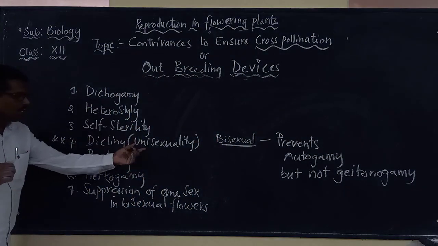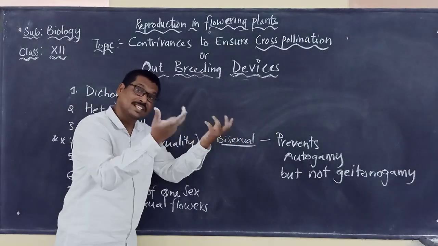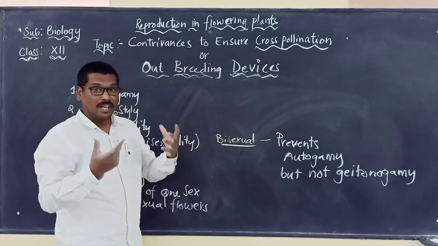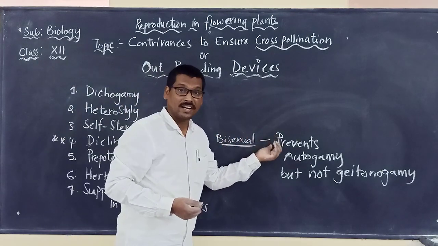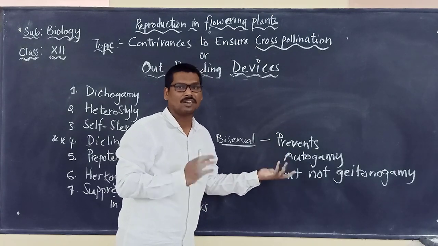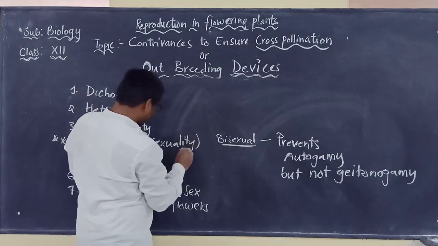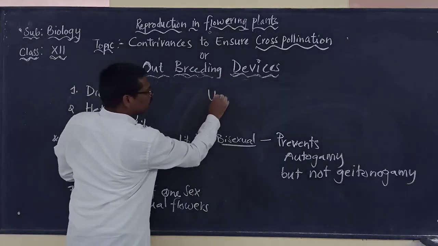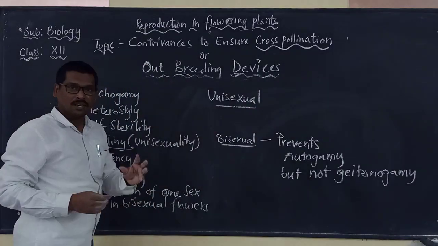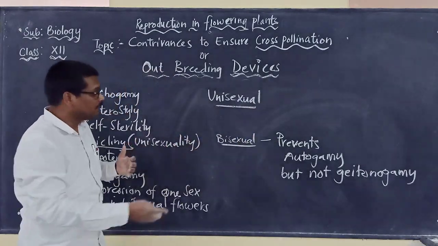So you have to remember: in dicliny, which is called unisexuality, when we talk about bisexual flowers, which are borne on the same plant and have both carpel and stamen, autogamy is prevented, but not geitonogamy. In the same way, when we go to unisexual flowers under dicliny, what do we have to remember? The male flower is borne on one plant and the female flower is borne on a different plant.